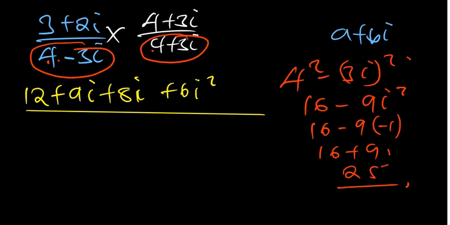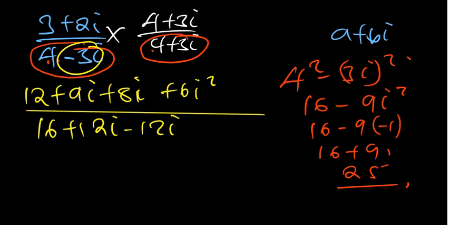Then down here, I'm going to say that 4 times 4, I'm going to end up getting a 16. Then again, 4 times 3, I'm going to end up getting a 12. Next, also it's going to be 12i. Next, negative 3 times 4 is going to be negative 12i. Next, negative 3i times 3i is going to give me negative 9i squared.